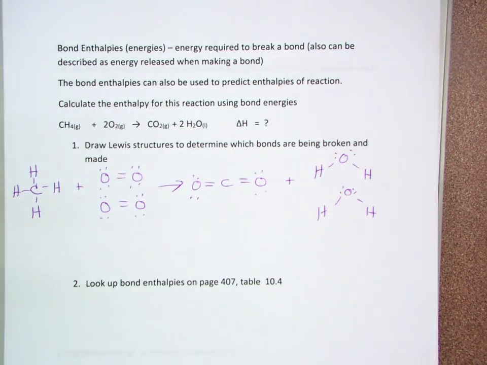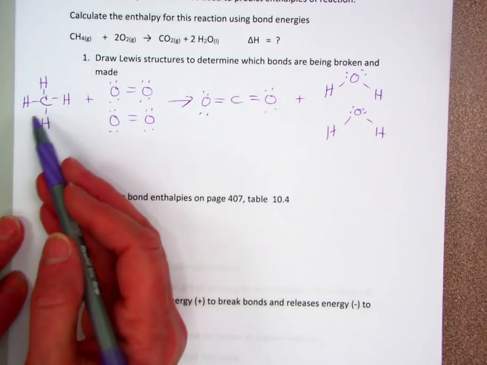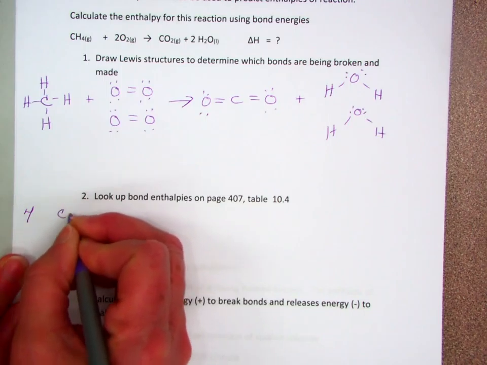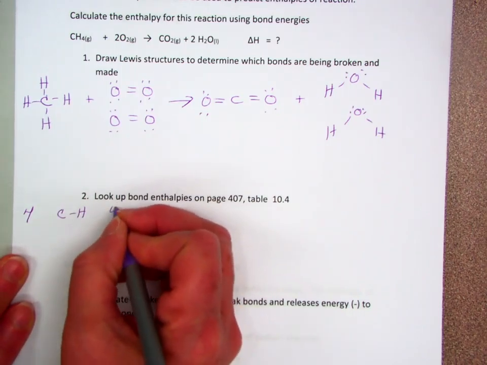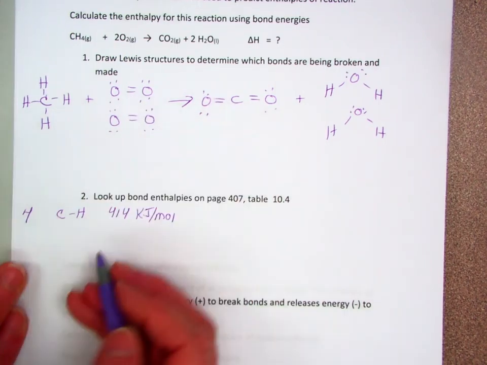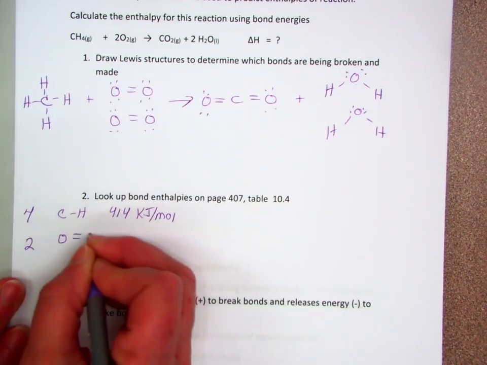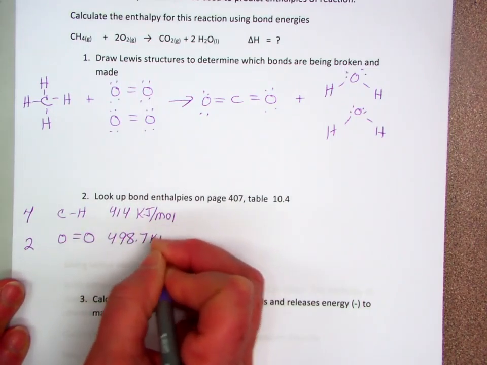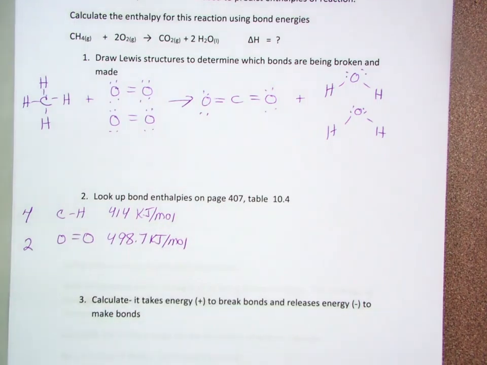Now we look at what kind of bonds I have here, and we go ahead and look up the bond enthalpies on page 407. So if I look at this, in the methane I have 4 carbon-hydrogen single bonds, and those are 414 kilojoules per mole. I have 2 oxygen-oxygen doubles. Those are 498.7 kilojoules per mole. So that's on the reactant side, and I'm going to break all of those bonds.